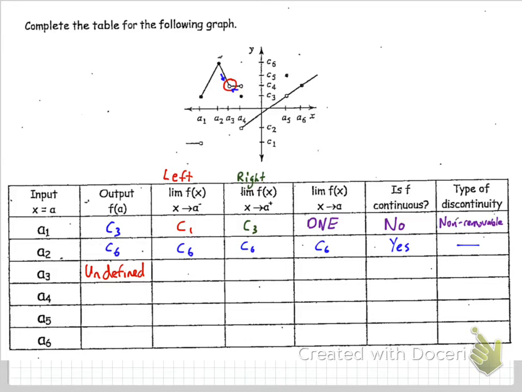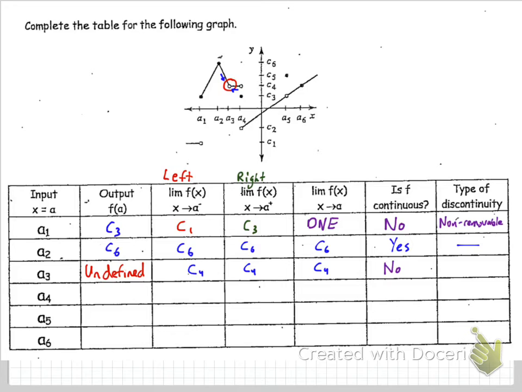The limit from the left is going to be C4, and the limit from the right is also going to be C4 because they're approaching the same point. So the overall limit exists. However, it is not continuous because the function does not exist at that point. Rather, the function is undefined at that point.